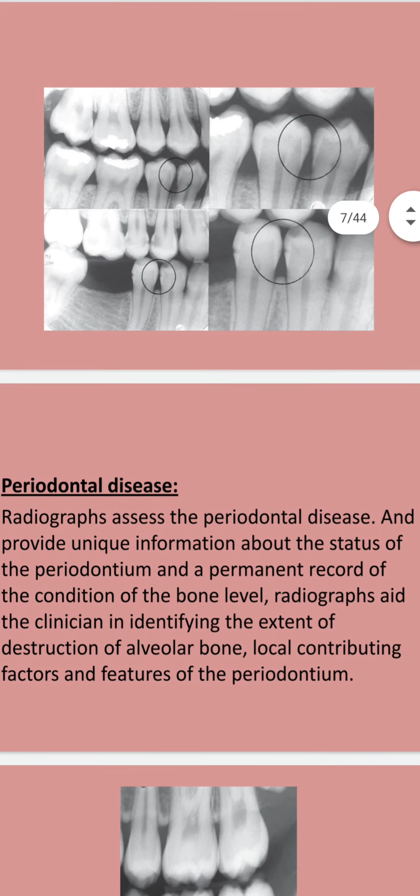Periodontal disease. Radiographs assess the periodontal disease and provide unique information about the status of the periodontium. Periodontium means the alveolar bone that surrounds the tooth, and the periodontal ligament, also the gum. But the gum cannot be seen by X-ray because it is soft tissue. So we can assess the level of interproximal bone and the periodontal space, and have a permanent record of the condition of the bone level.